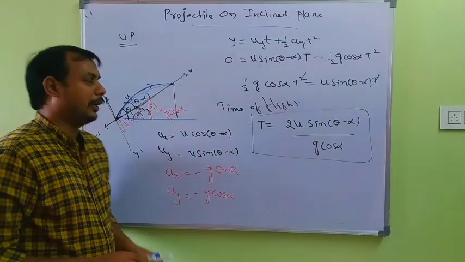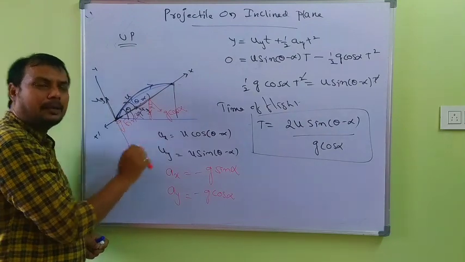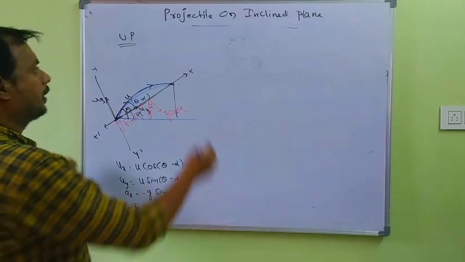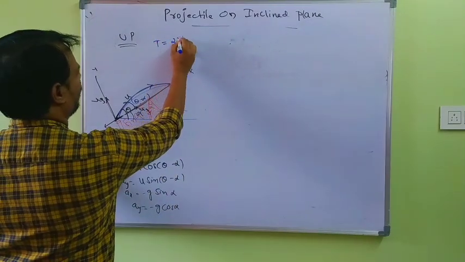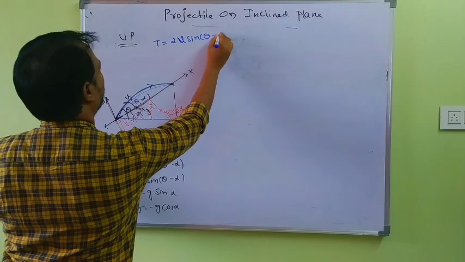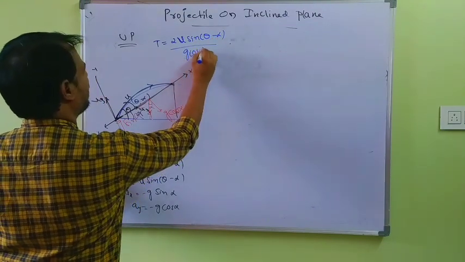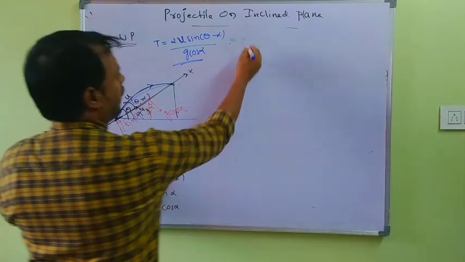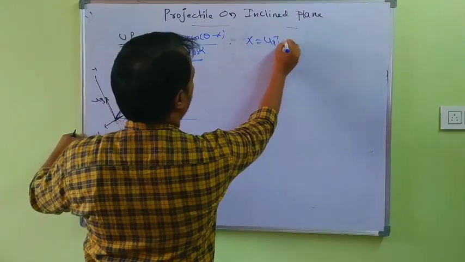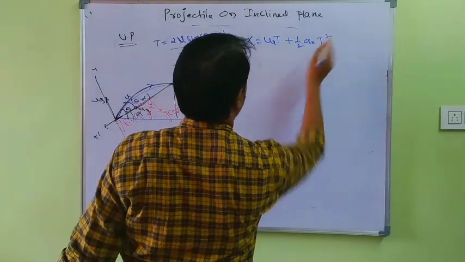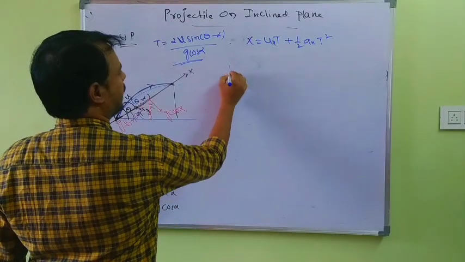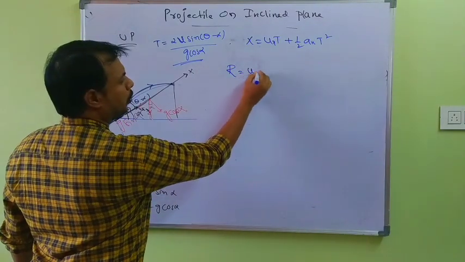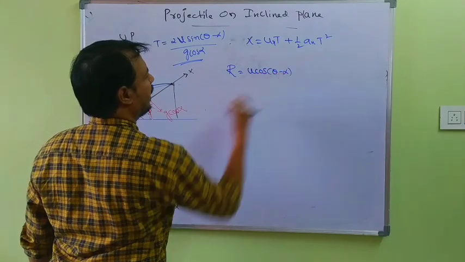Now I am calculating the range, the distance covered by this projectile motion. Already we derived the time period, t equals 2u sin(theta minus alpha) by g cos alpha. Now calculating the range, x equals ux t plus half ax t square, the second equation of motion. x is nothing but the range, and ux equals u cos(theta minus alpha).